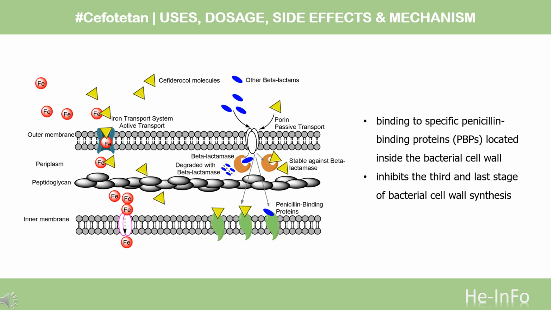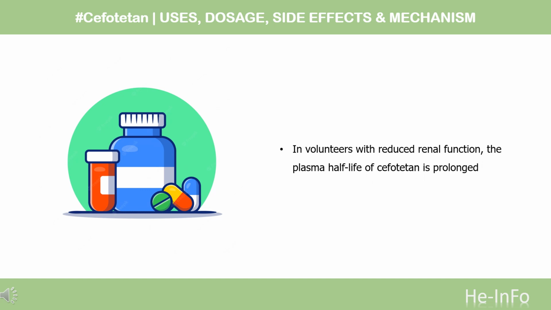Mechanism of action. The bactericidal action of cefotetan results from inhibition of cell wall synthesis by binding and inhibiting the bacterial penicillin binding proteins, which help in the cell wall biosynthesis. Half-life. In volunteers with reduced renal function, the plasma half-life of cefotetan is prolonged.